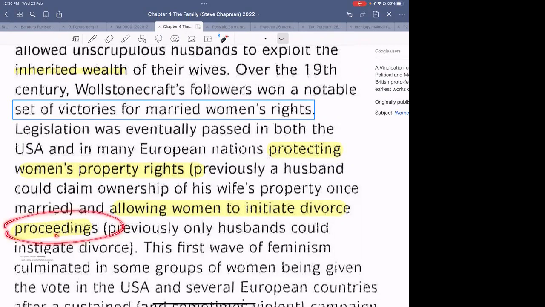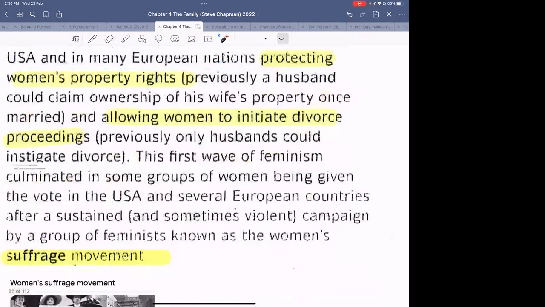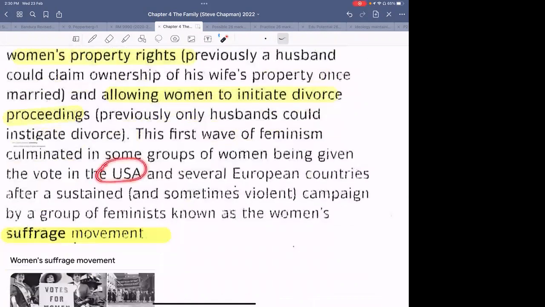Clear here? So now we're talking about females having an opportunity to get educated. Number two, we spoke about women getting protection from the system, from the government, so that their husbands do not end up inheriting their wealth, without their approval, of course. Number three, we're talking about women being allowed to initiate a divorce. Clear here? The first wave of feminism culminated in some groups of women being given the vote in the USA and several European countries. I'm assuming we all do know this.